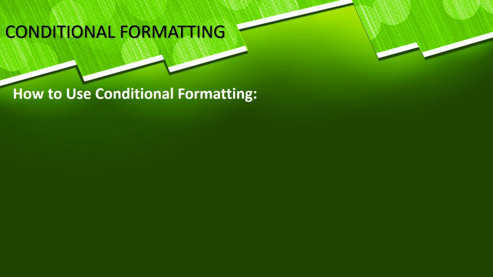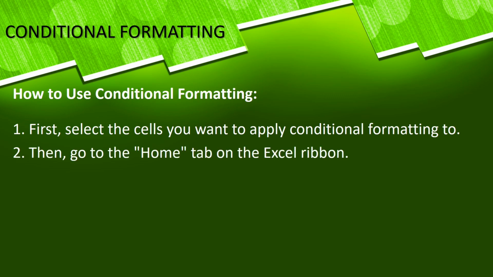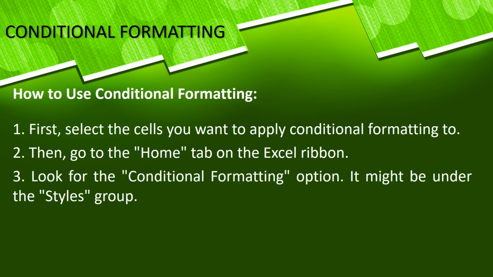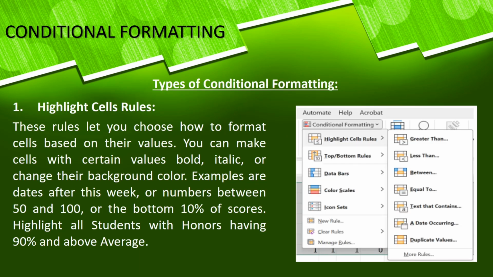How to use conditional formatting. 1. First, select the cells you want to apply conditional formatting to. 2. Then, go to the Home tab on the Excel ribbon. 3. Look for the Conditional Formatting option. It might be under the Styles group. 4. Click on it, and you'll see a bunch of different rules you can choose from, like Highlight Cells rules or Top-Bottom rules. Here are the types of conditional formatting.